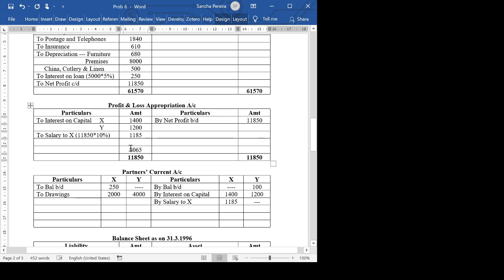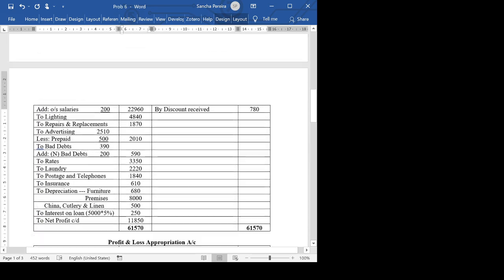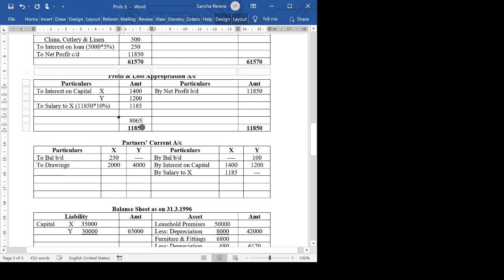This is actually the final profit. They've already told you that profit and losses are shared in proportion to 5 is to 4. So this remaining profit has to be divided between the two partners in the ratio of 5 is to 4. So net profit for X and Y. 8065, if I divide it in the ratio of 5 is to 4, I will get it as 4481.